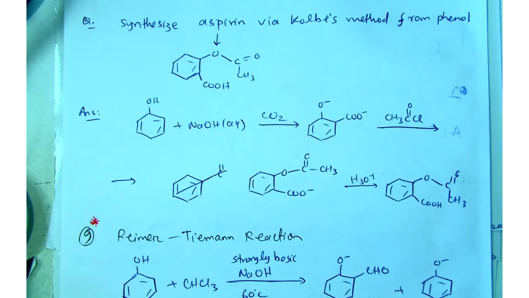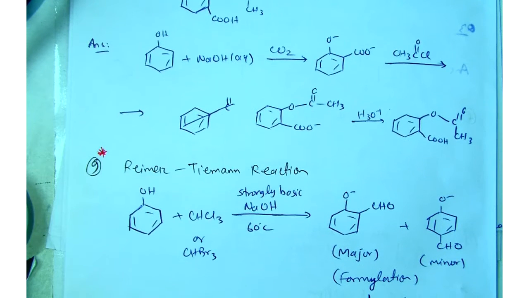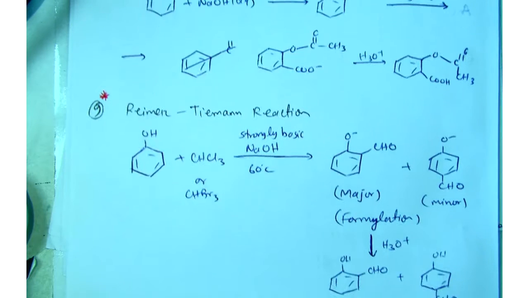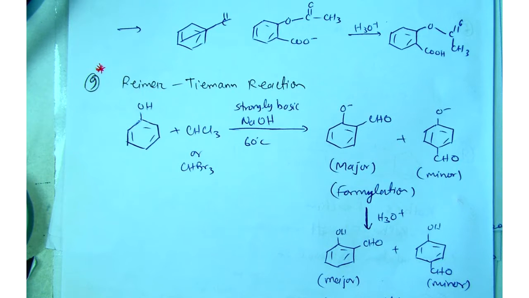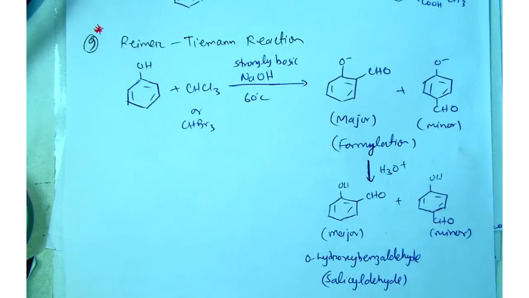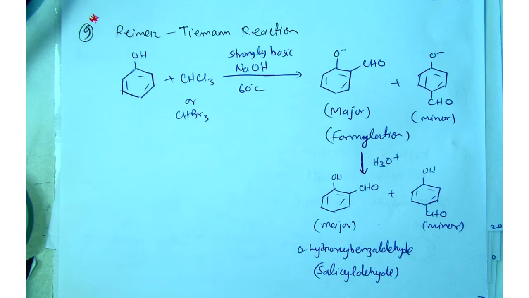Okay, so the next reaction is this. You can note this. Reimer-Tiemann reaction. Okay, and this is used to make salicylaldehyde, which is the common name for OH and CHO.